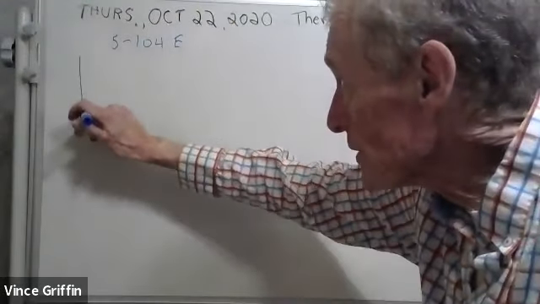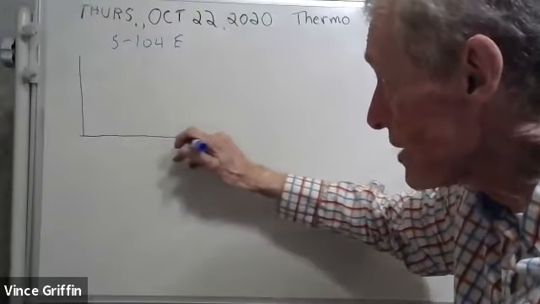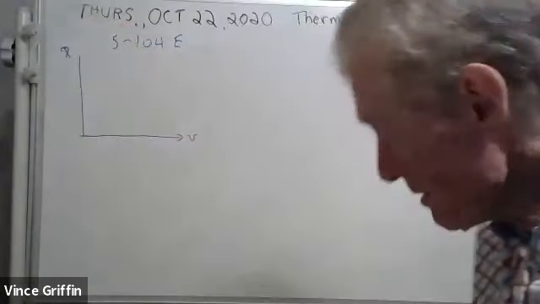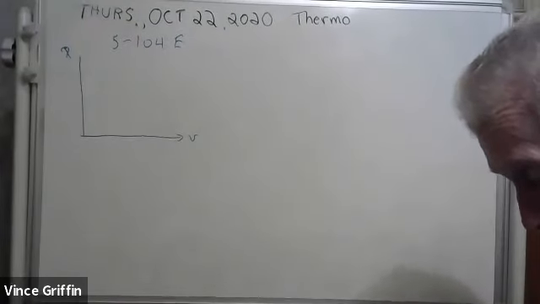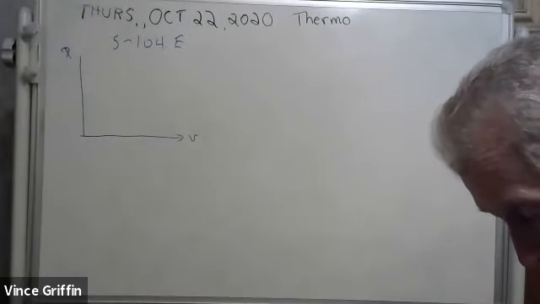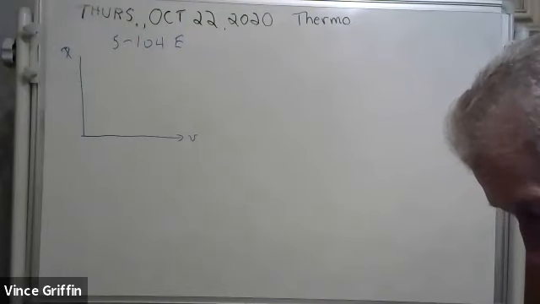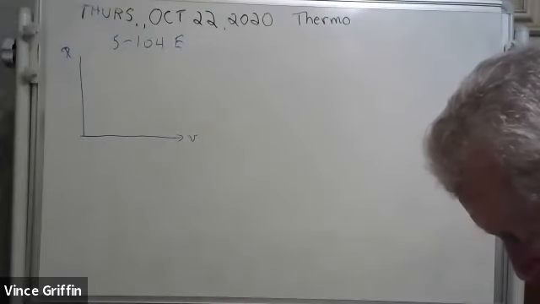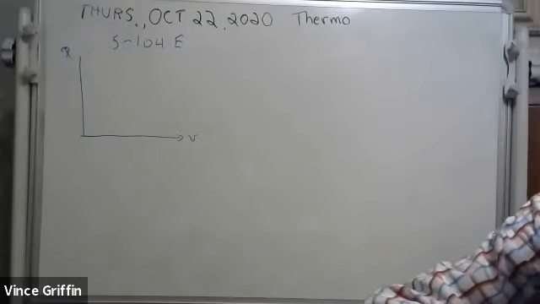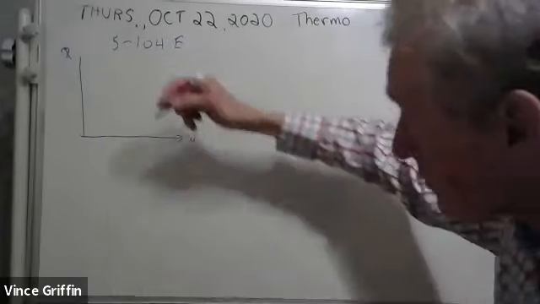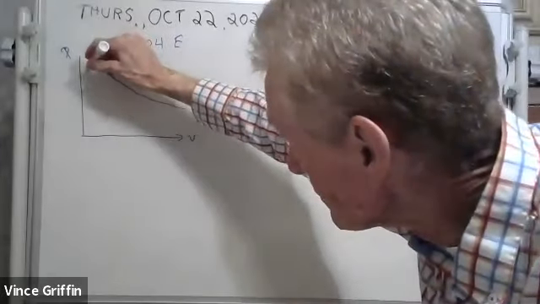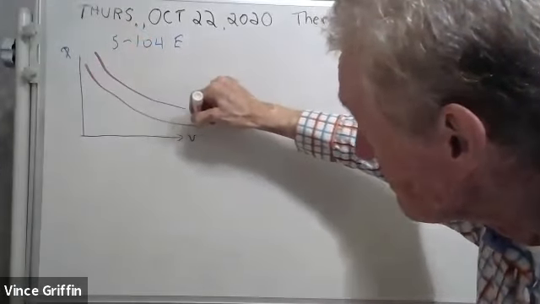But here's your PV diagram. It's air. Find that 5104E with me. Help me find it here. Yeah, there you go. And we got 1,200 Rankine and 600 Rankine. So I'm going to draw those. Here's 1,200 Rankine, 600 Rankine.